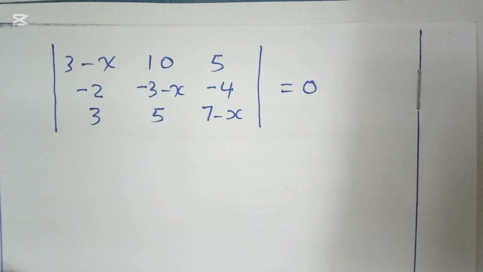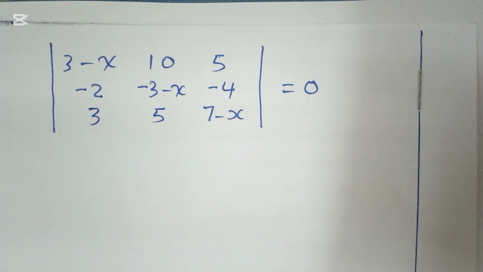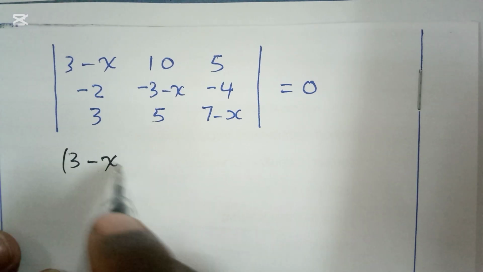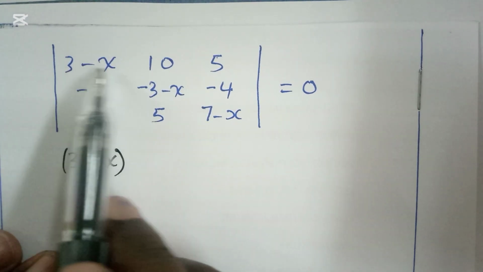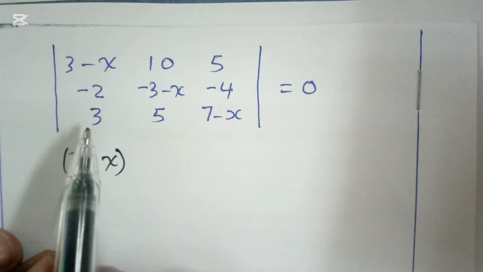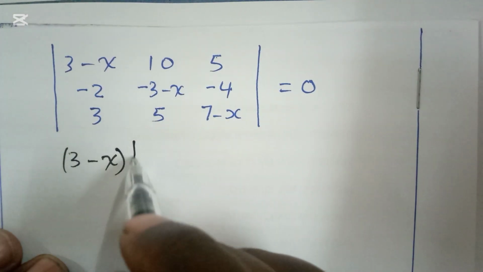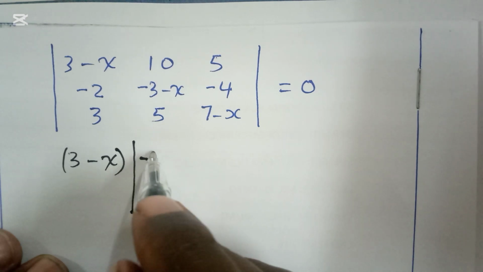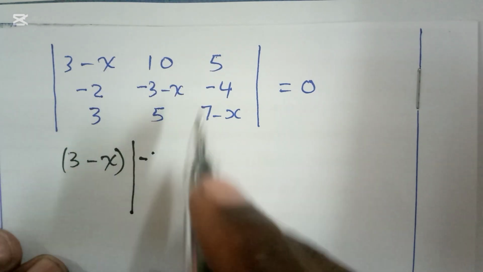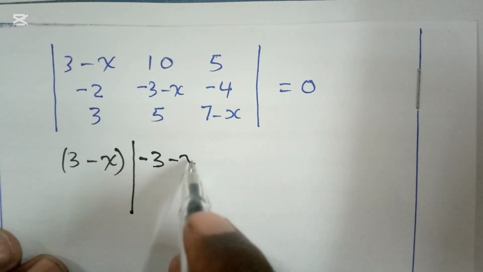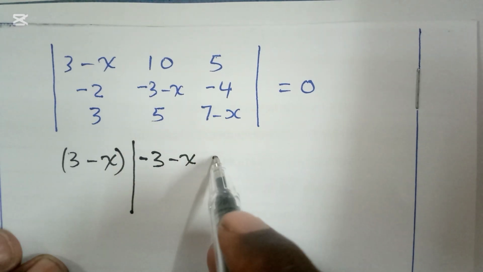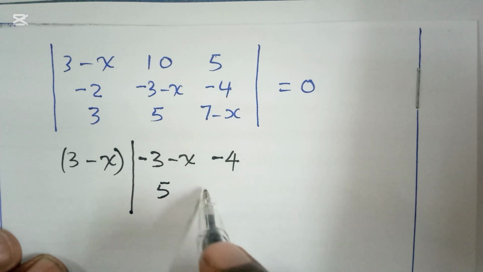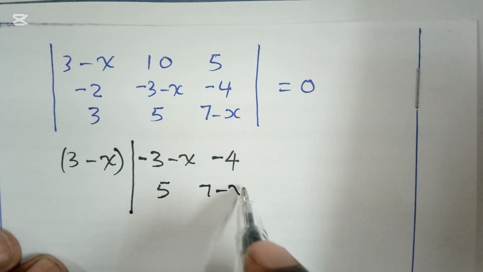So guys, this is now going to be, we write 3 minus x, and then we can close the row and the column of that. And so that now guys, we are going now to write minus 3, that is minus 3 minus x. Here we have negative 4, we have 5, we have 7 minus x, like that.